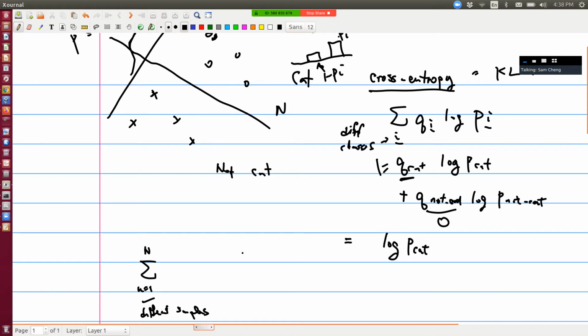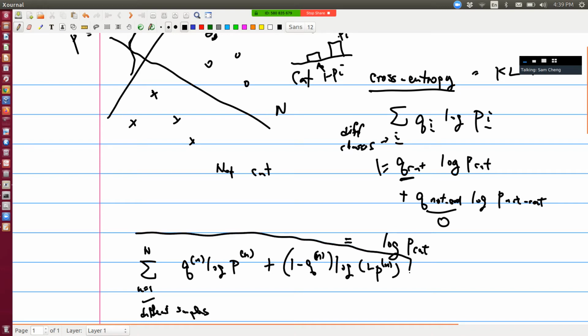So I will have Qn. Maybe I put it here just to make the difference. Plus 1 minus Qn. So this will be the cross entropy loss for a two classes classifier with n samples. Of course, for each sample, this Qn can be either 1 or 0, depending on whether your sample is actually a cat or not a cat.